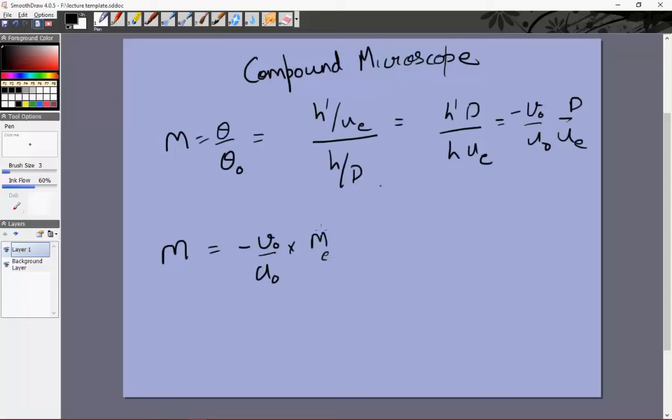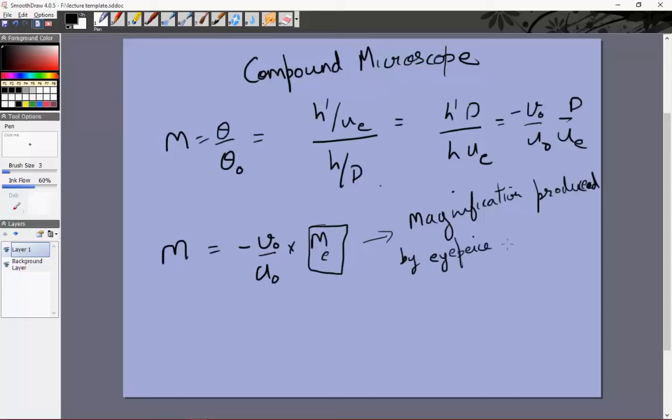ME is the magnification of the eyepiece, and what is that? It is the magnification produced by the eyepiece if it was a simple microscope. Right. So that is what it is, right? After we inverted the object and made it magnified, this is basically the functioning of a simple microscope.